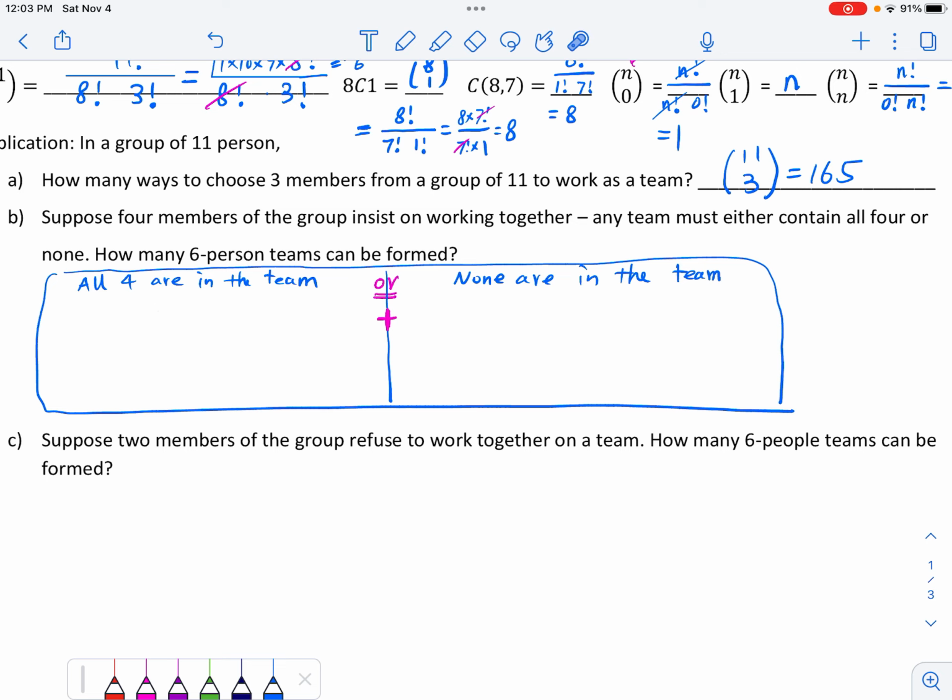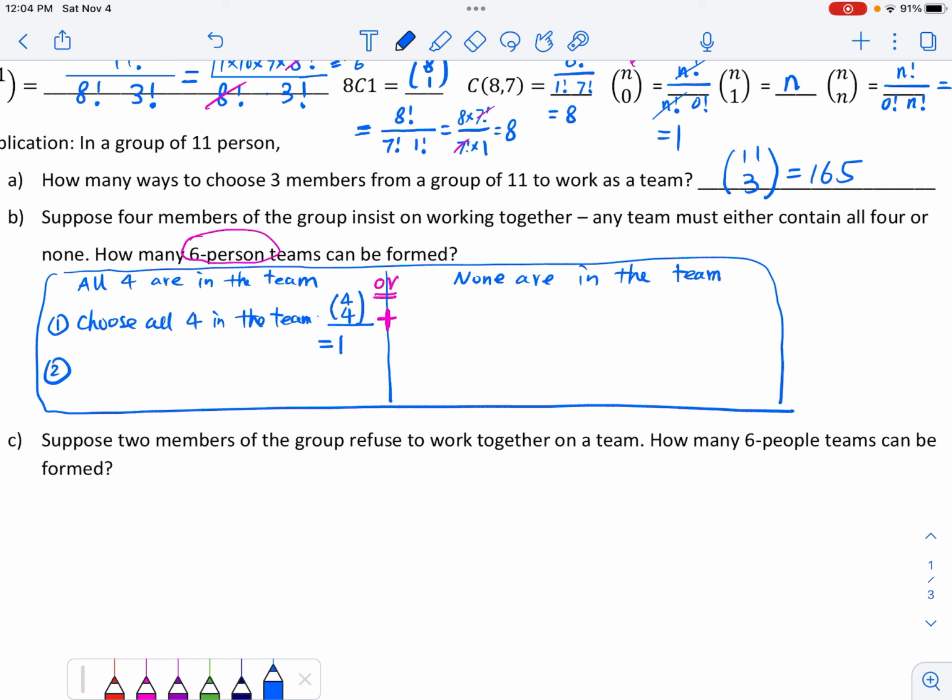Now, always, let's consider the first scenario. All 4 are in the team. Step 1, keep in mind we are looking at a 6-person team, right? So step 1, choose all 4 are in the team, right? How many ways to do that? Only one way, because you want to choose these 4 to include in the team. So 4 people, you choose 4 of them. So this is actually just equal to 1. 4 choose 4 is equal to 1.